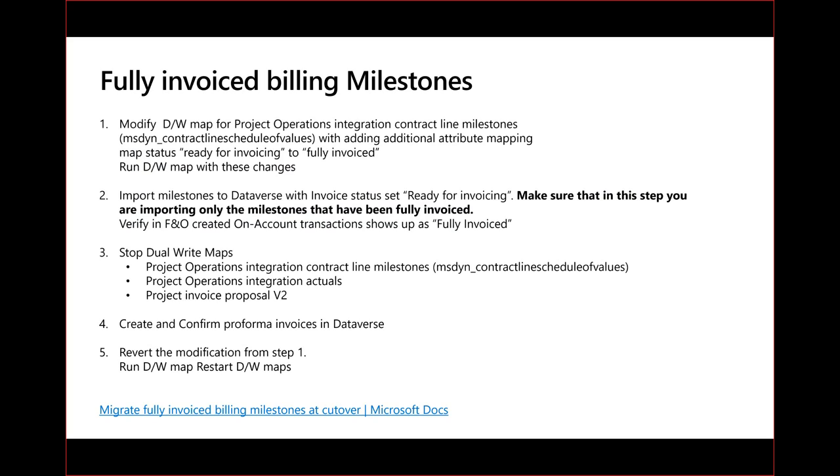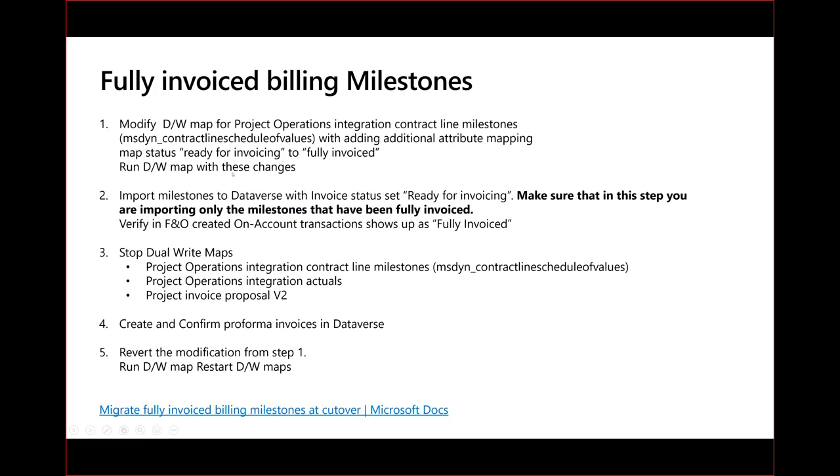If you have fully invoiced the billing milestones, we do have a docs article, which is linked here on the slide, which describes the process in detail. But just to summarize what's happening: we're going to modify the dual write map for the integration contract line milestones entity. Basically, we're going to create a map so that if we upload them in Dataverse with a status ready for invoicing, we're going to dual write them to finance and operations as fully invoiced.